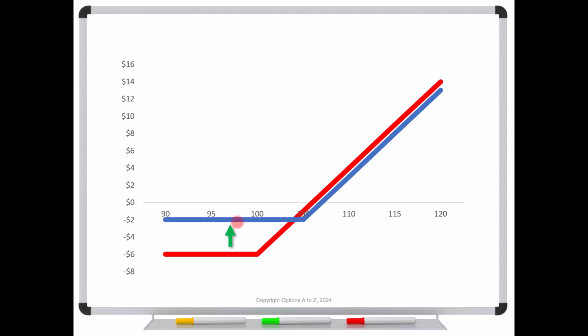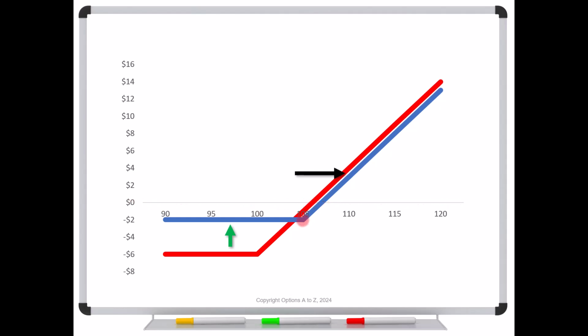Now, one of the costs is that we're going to push this break even out a little bit further. So if we paid $6 for the 100 strike, that expiration break even point is the 100 strike plus the $6 paid, or 106. And you can see that this red line crosses zero. That's the break-even point at 106.